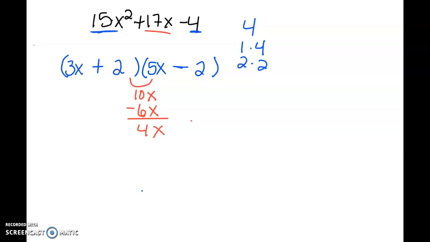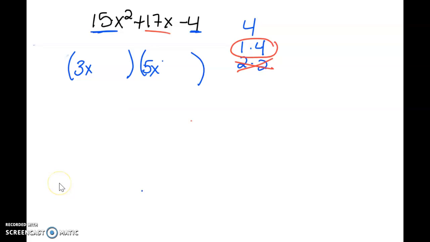Now, I don't think it's going to make a difference if I change this to a positive and this guy to a negative. So this is now a negative and this is a positive. All that's going to do is give me a negative 4x, and that's still not 17. So that tells me that this set of factors is probably not the right answer. So I'm going to go back and try the same factoring, this time with a positive 4, with a 4 and a 1.